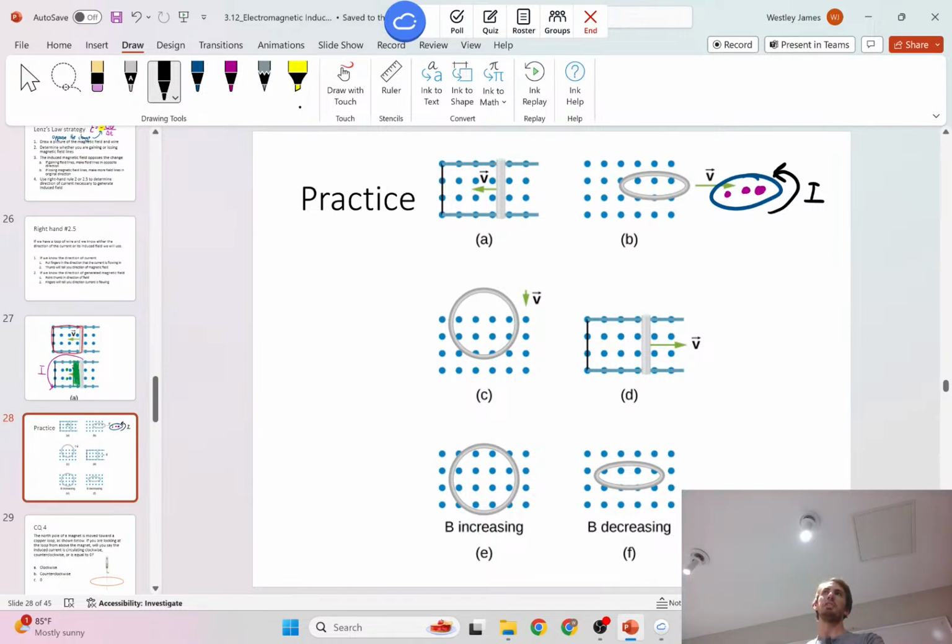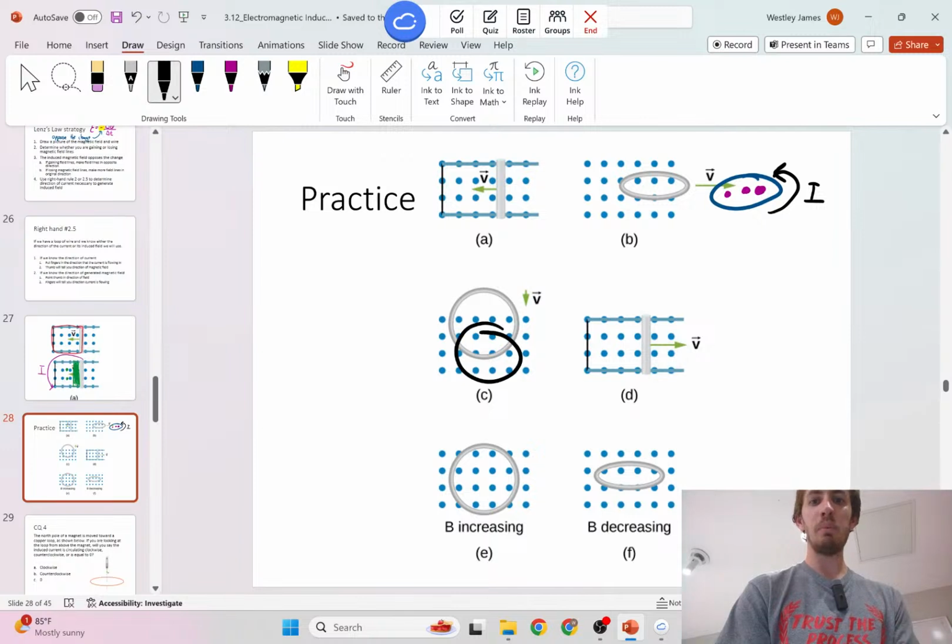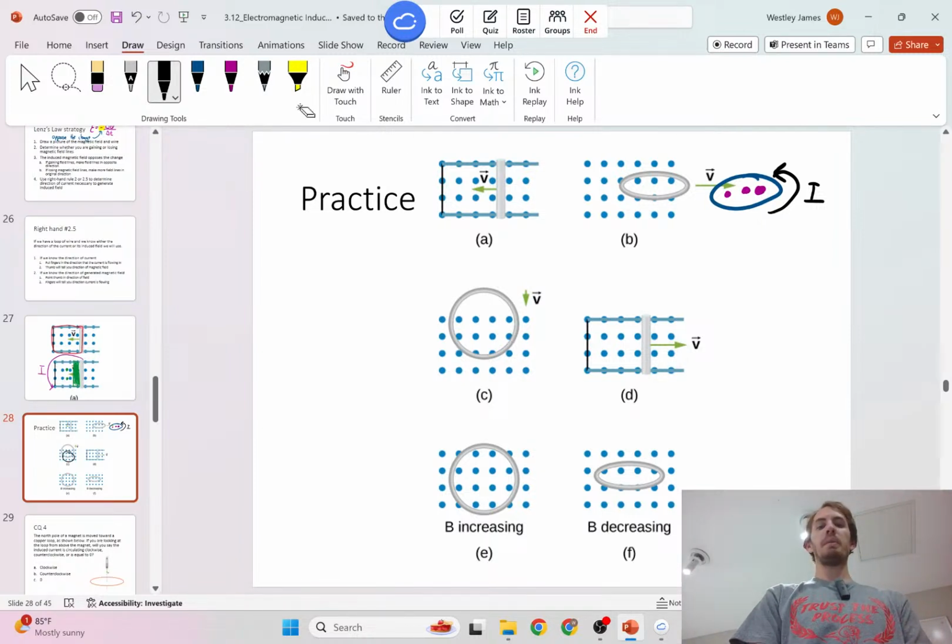Try C on your own. Try it out. Go through the process. Am I gaining or losing? If I'm gaining, make them in the opposite direction. If I'm losing, make them in the same direction. Then make a current that does that. So C, I'm starting out of the field, and at some point later, I'm completely in the field. It starts up here, and it ends in the field.